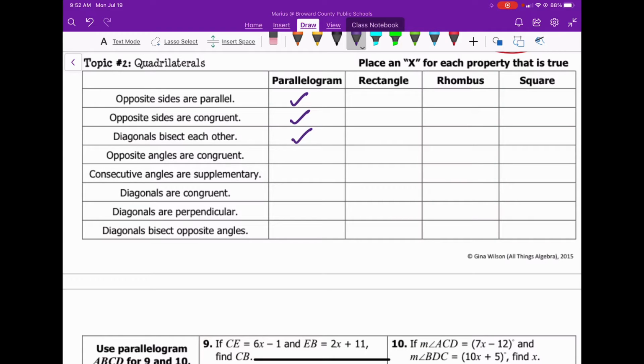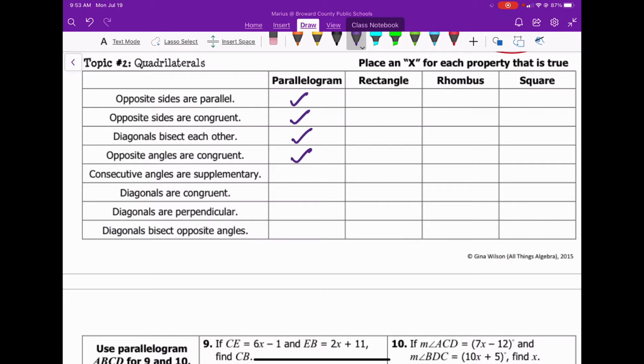Now, bisect simply means to cut in half, okay? So just real quick, bisect means to cut in half. Okay. So half of something. It halves it. Alright. Now, let's see. The next thing, opposite angles are congruent. That is also true about parallelograms. Opposite angles are congruent. Okay.